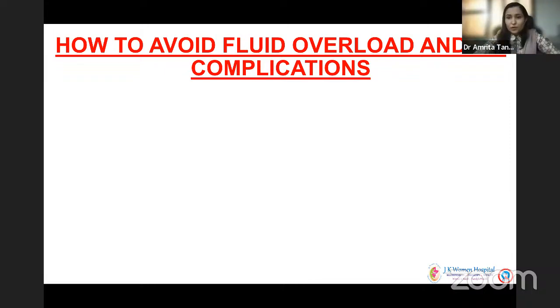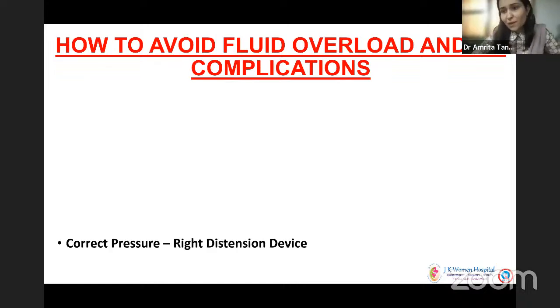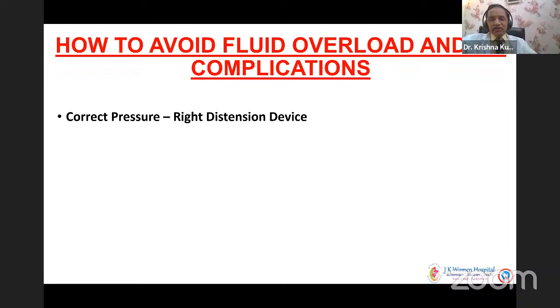Yes, so it is important to use adequate pressure. First of all, it should not exceed about 100 to 150 millimeters of mercury. You should not exceed that. Always measure the fluid input and output. So make sure that you have bags that can measure, and also inform your anesthetist if the fluid deficit is exceeding a certain point. If you're using normal saline, maybe you could go up to 1500, but beyond that, tell your anesthetist. Right. Selection of the right distension device is important too.